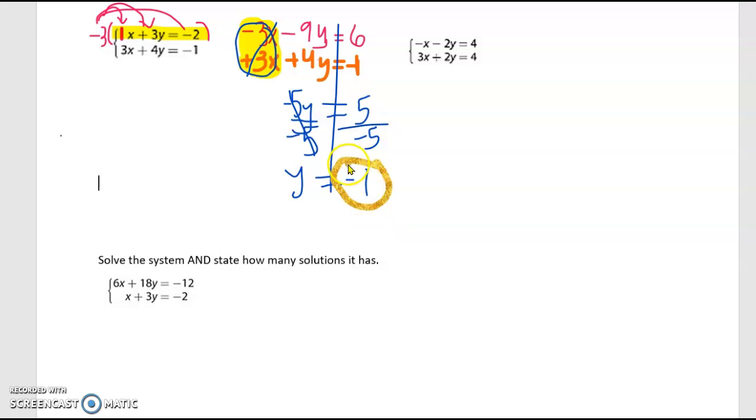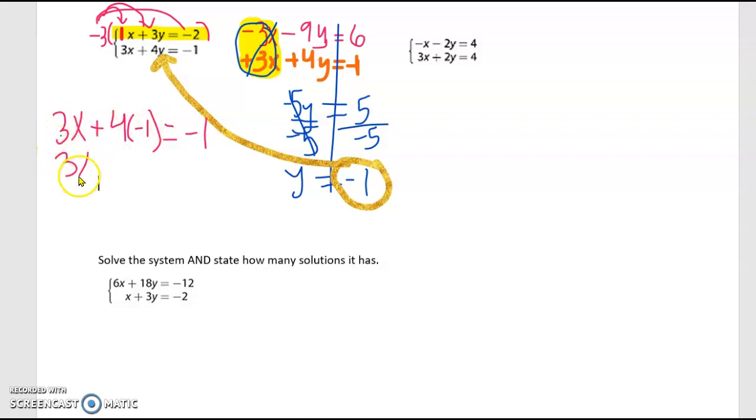I need to take this -1 and plop it in there. I need to substitute it in so I can solve for my x, because now I know what y is. There's no more mystery. So I'm just going to rewrite the equation: 3x plus 4, and we already substituted in, y is -1, equals -1. Before I do that, I'm going to simplify what I can. So 4 times -1 is actually -4. So I will leave this to be a negative -4.